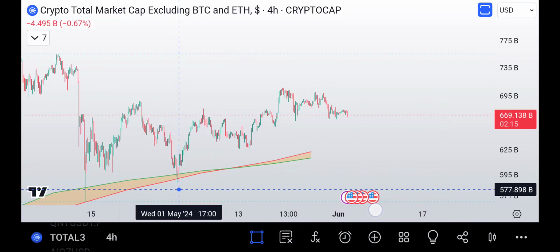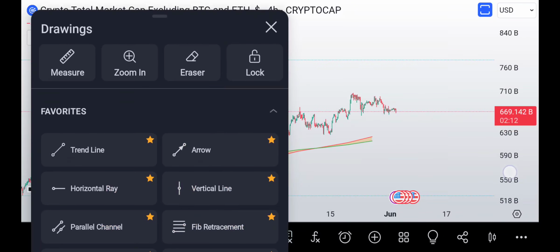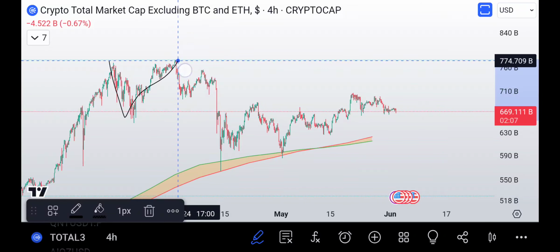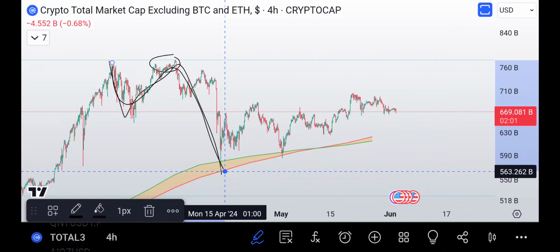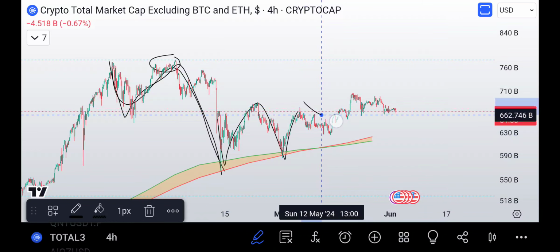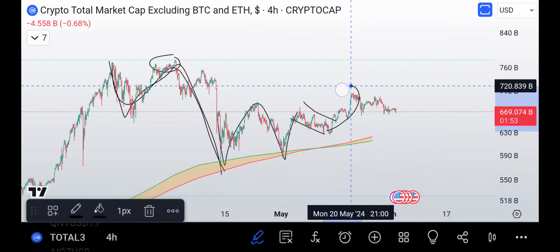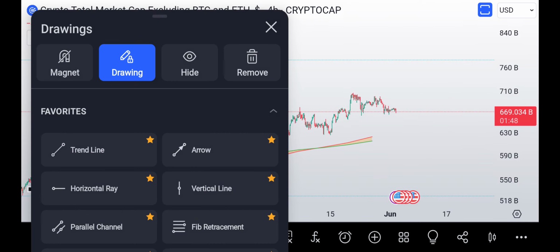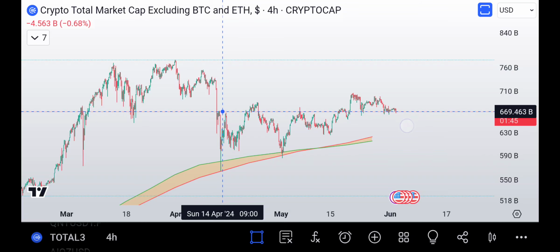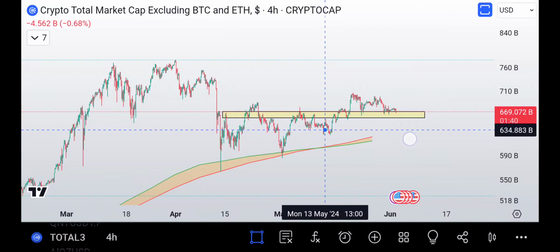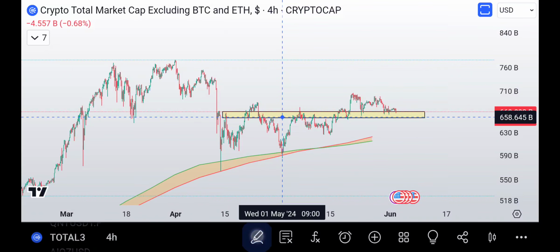Just to recap here, we have a completed correction, an A, a B, and a C, and this took out the top. It was an expanded flat. We came down, back tested the bull market support band, back tested it again, came up, flagged out, and broke out of that flag. When you look closely, you can see we're starting to back test that flag here. This is the area where it needs to hold.